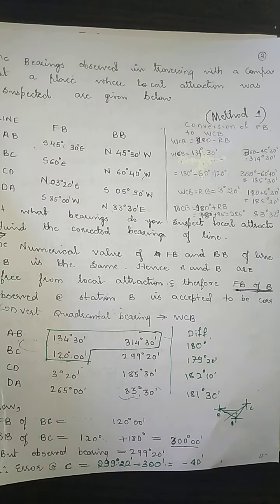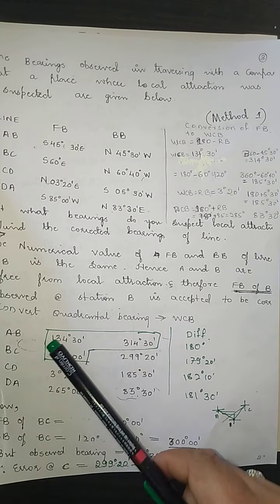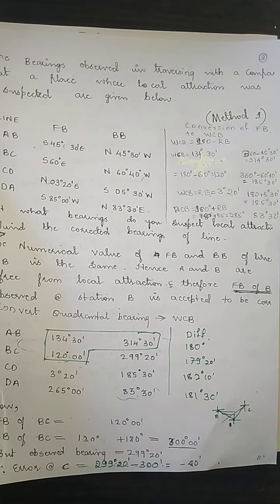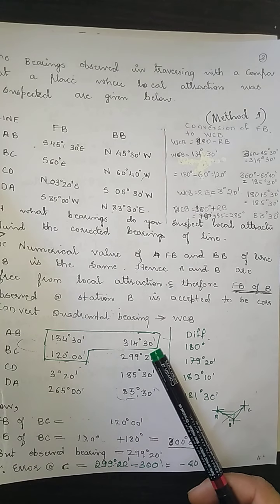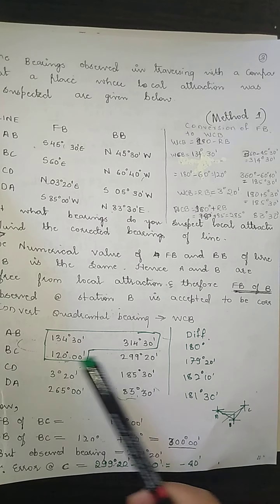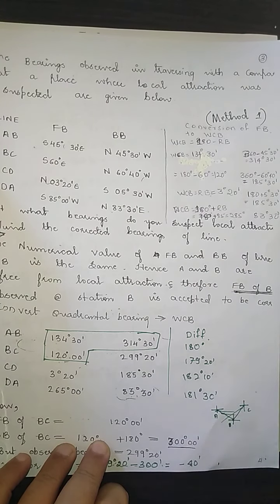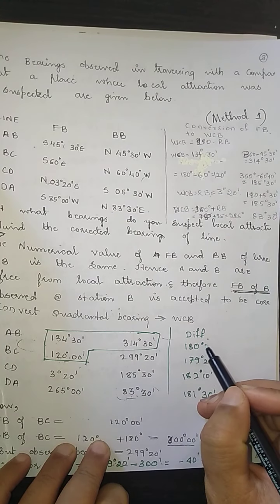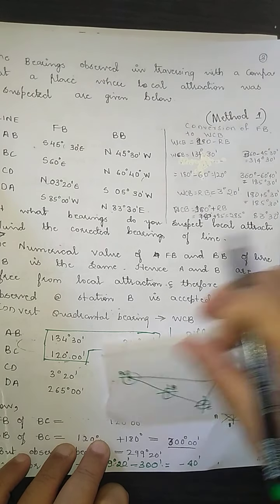So first, as I have told in the local attraction problem, what you need to find is the difference between the whole circle fore bearing and the back bearing. Wherever you have 118 minus 134 degree 30 minutes, minus 314 degree 30 minutes, you are going to get 180. Then again, if we reduce these corresponding readings, station AB has exactly 180 degrees, where no correction is required.